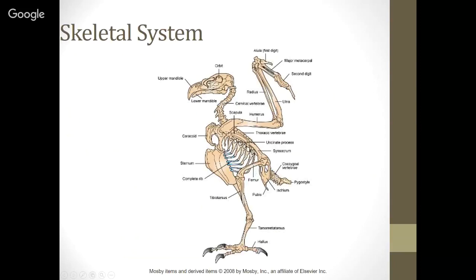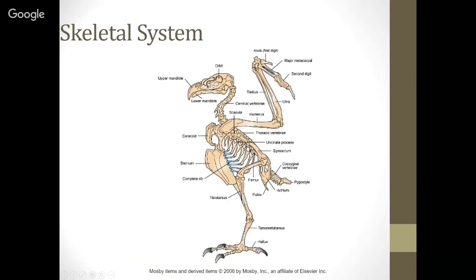Synsacrum. They have weirdly shaped ribs. They look kind of like a Y. They attach on 2 points to the vertebrae. I'm sorry, it has a point of attachment to the vertebrae and a process that sticks up as well for muscle attachment along the back. And these are the uncinate process. So synsacrum, uncinate process, those are both very different.